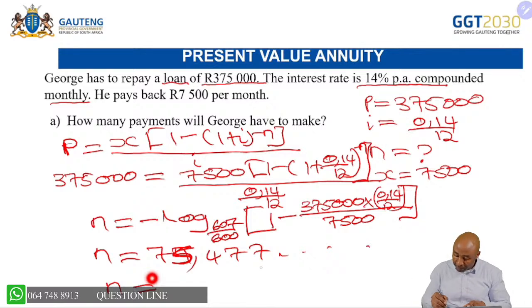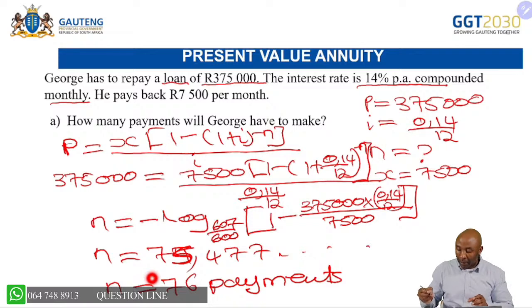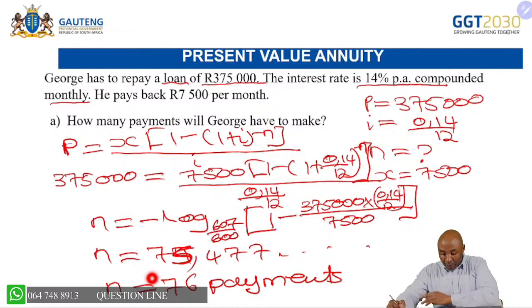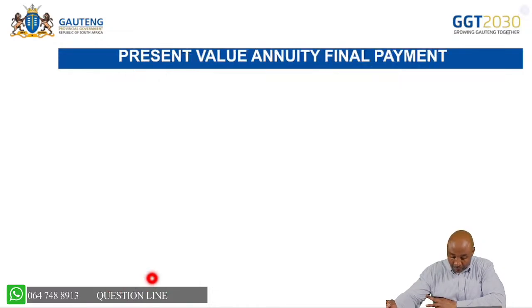75,47 something. So it means we round up because the payment is going to be made in the following month. So we'll get 76 payments. Now, let's move on to the next question.